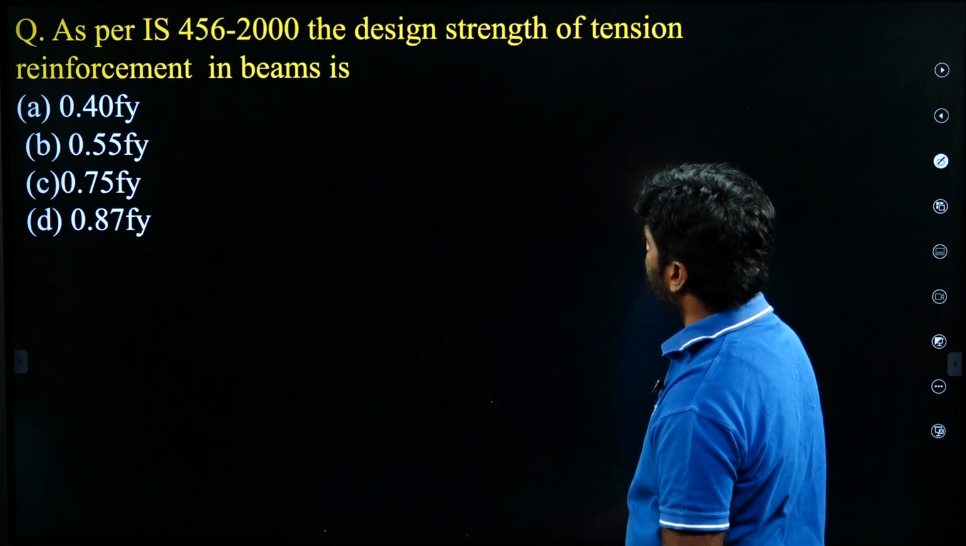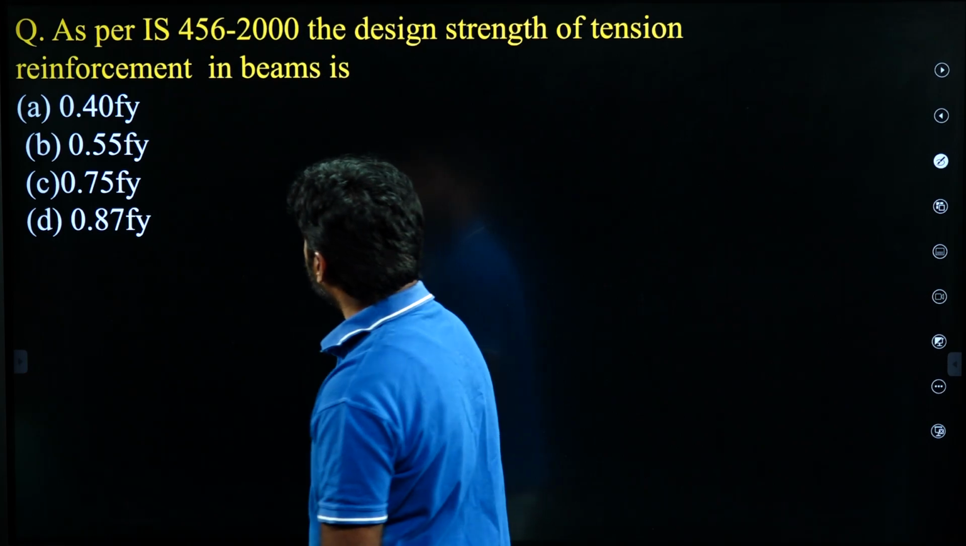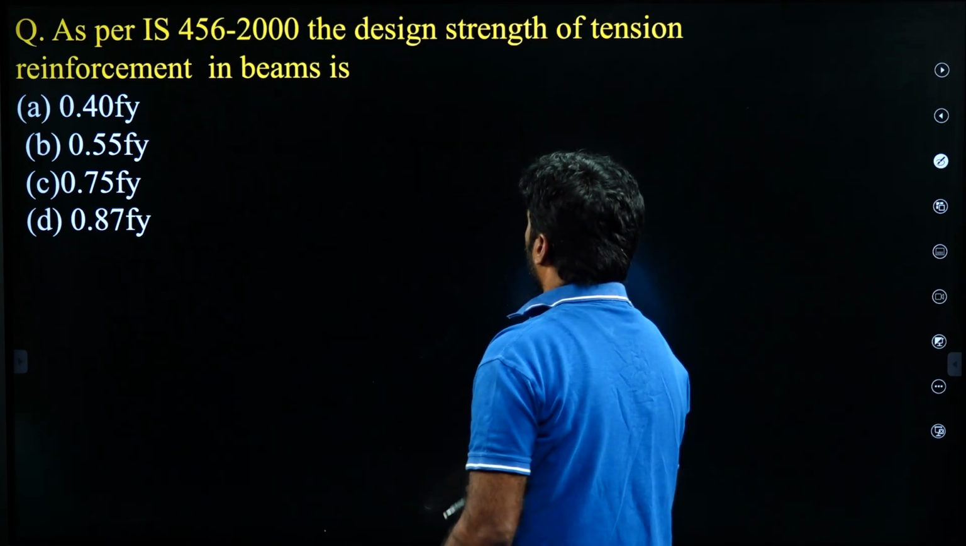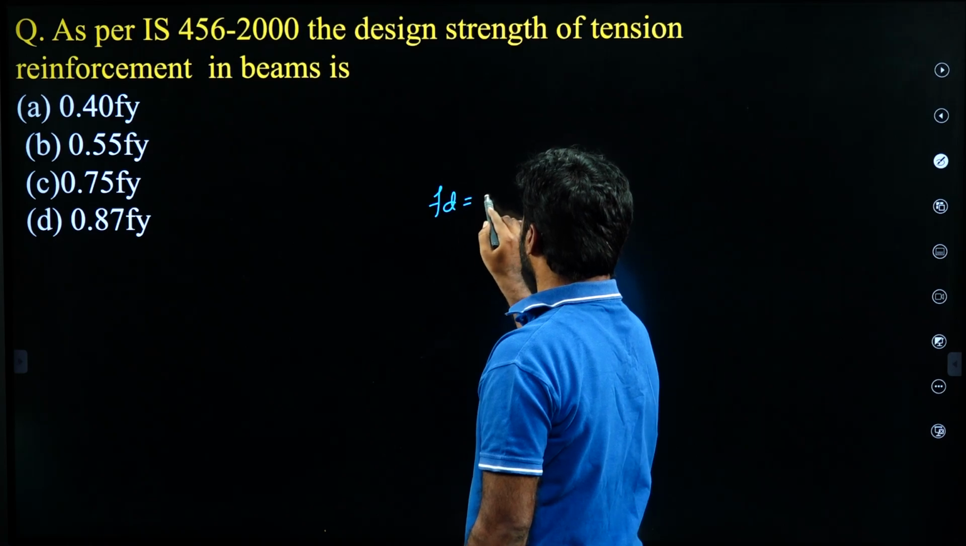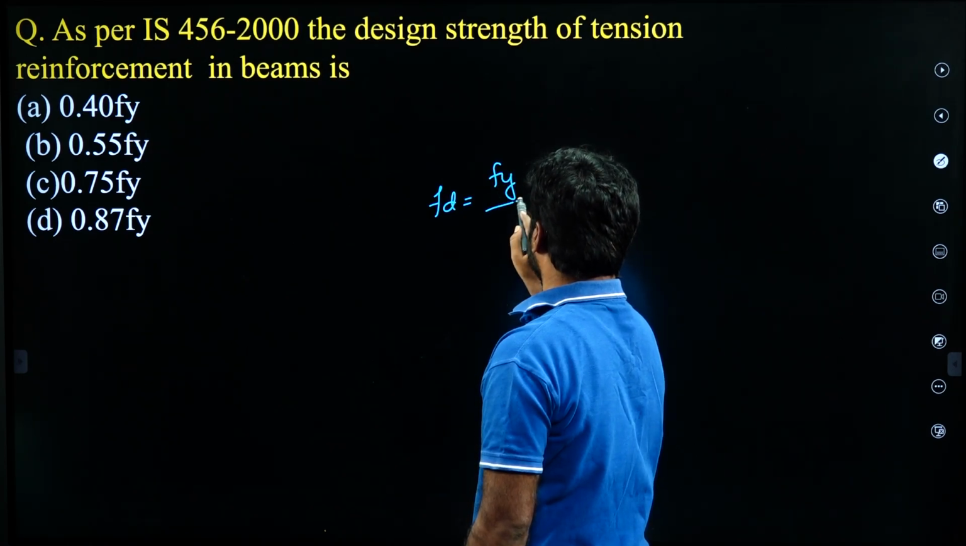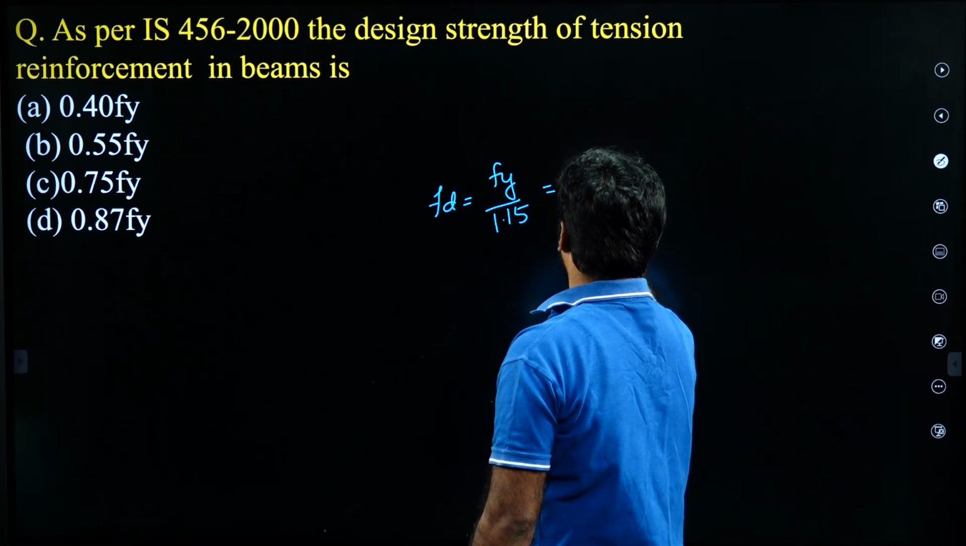Next question. As per IS 456-2000, the design strength of tension reinforcement in beams. How do you get design strength? Design strength is equal to Fy upon partial safety factor for steel. This value is 0.87 Fy.